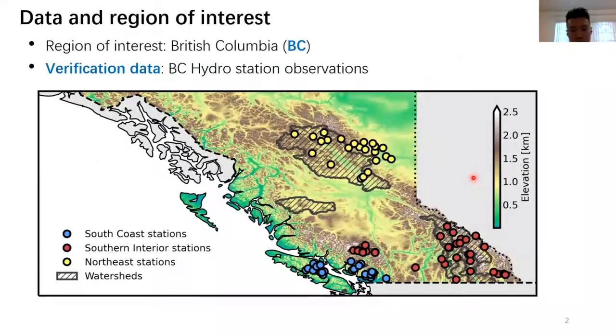The region of interest of the study is British Columbia, and forecasts here are verified against BC Hydro station observations. Locations of the stations are shown in the map with elevation backgrounds. We have clustered our stations into 3 groups, and they are the South Coast, Southern Interior, and the Northeast.